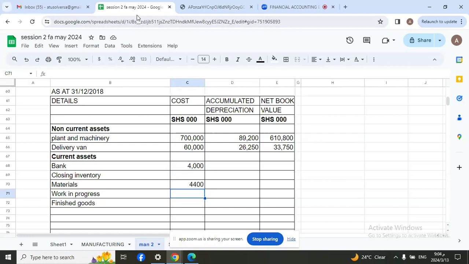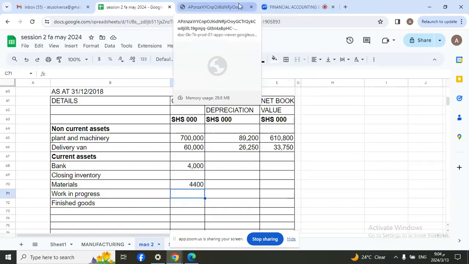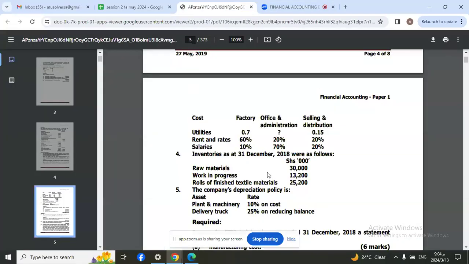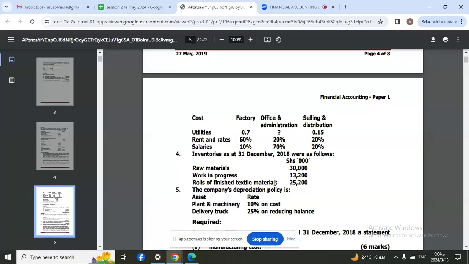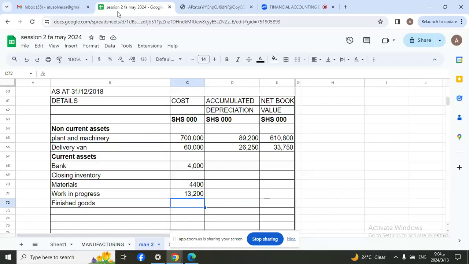We got work in progress. It didn't have any information. So I come to my work in progress. It is 13,200. So we write 13,200. We go to our finished stock. It is how much? 25,200. We take 25,200.